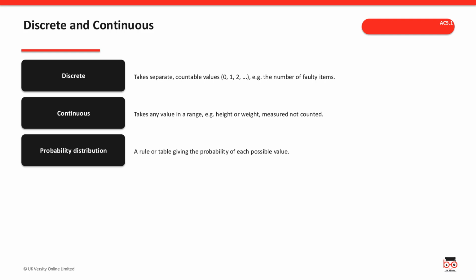So what's the difference? A discrete distribution takes separate countable values, 0, 1, 2, and so on, like the number of faulty items in a box. A continuous distribution can take any value across a range, such as height or weight, things you measure rather than count. And a probability distribution, remember, is just a rule or table giving the probability of each possible value. Counted versus measured is the quick test for discrete versus continuous.